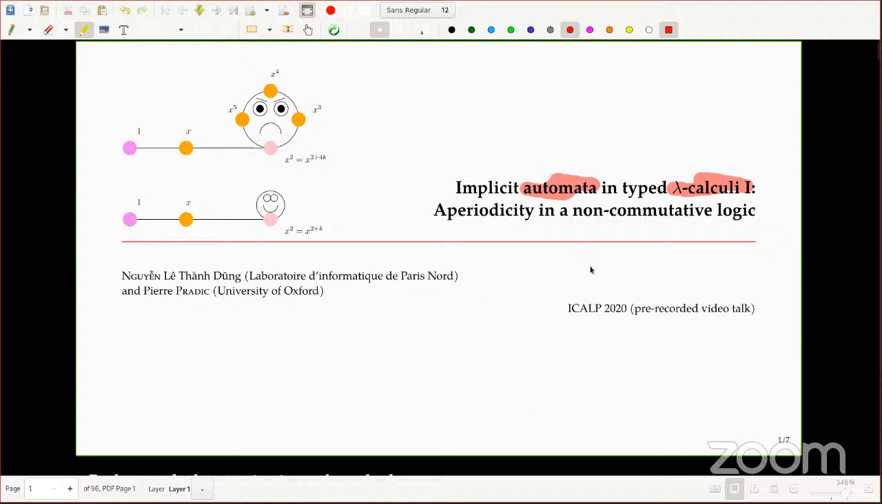So for this paper, we're going to focus on a particular kind of simply typed lambda calculus, which is a non-commutative one. And we're going to look at the class of languages defined in this lambda calculus, and it will turn out that this corresponds to star-free languages.